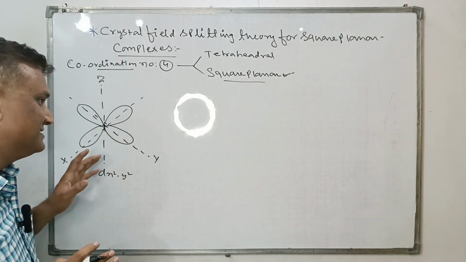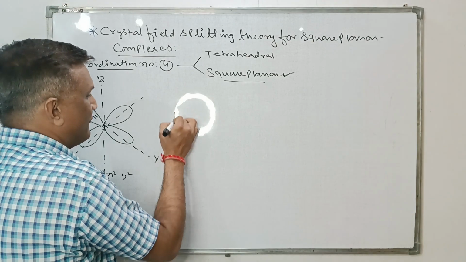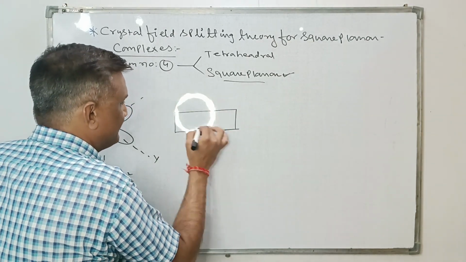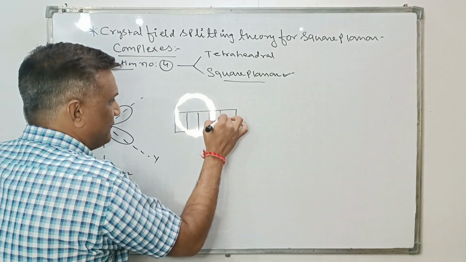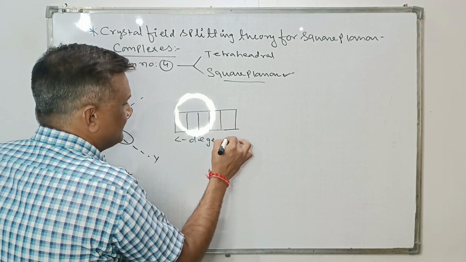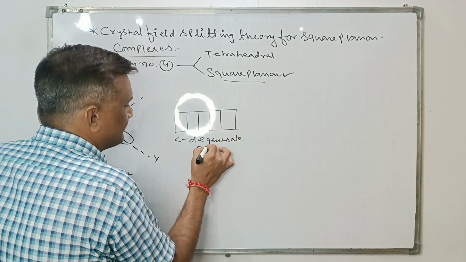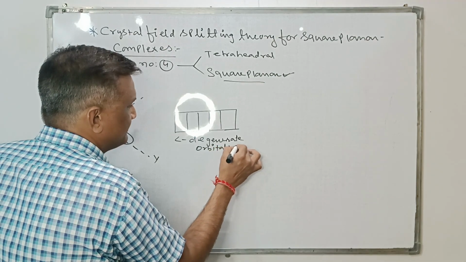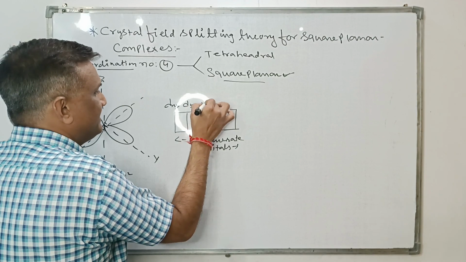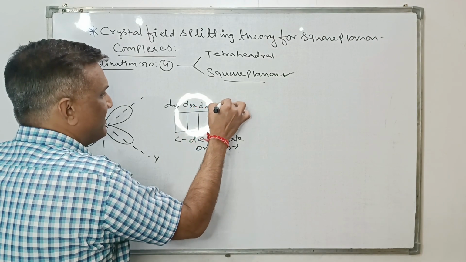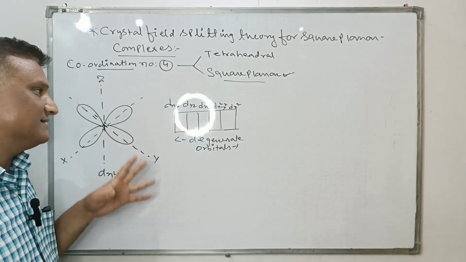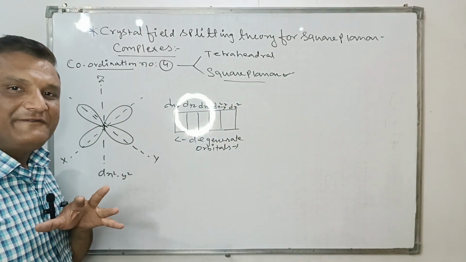Diagrammatically, these are the 5 degenerate orbitals in a square planar geometry: 1, 2, 3, 4 and 5. These degenerate orbitals are dxy, dyz, dxz, dx square minus y square, and dz square. Listen to me carefully: these are your 5 degenerate orbitals.